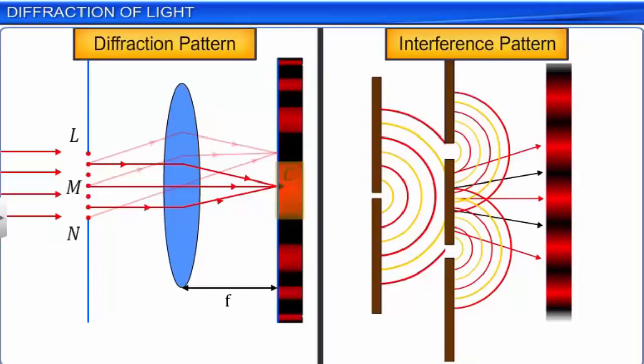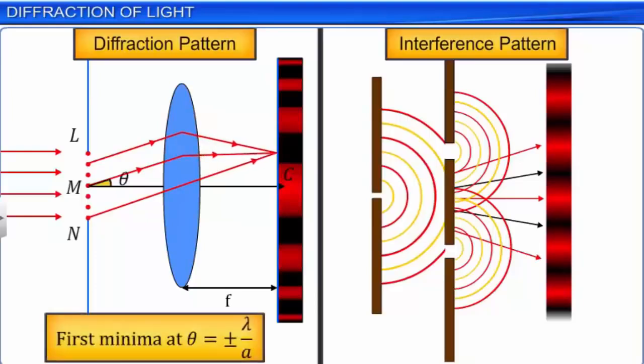In the case of diffraction, the first minima is formed at an angle theta equal to plus or minus lambda by a, whereas the condition of angular separation theta equal to plus or minus lambda by a corresponds to the central maxima for the two-slit interference pattern, with a equal to the separation between the slits.